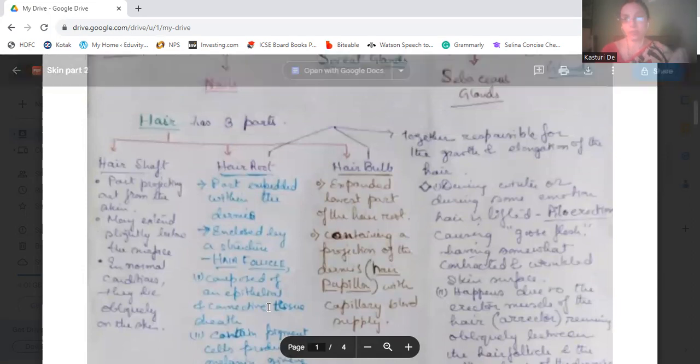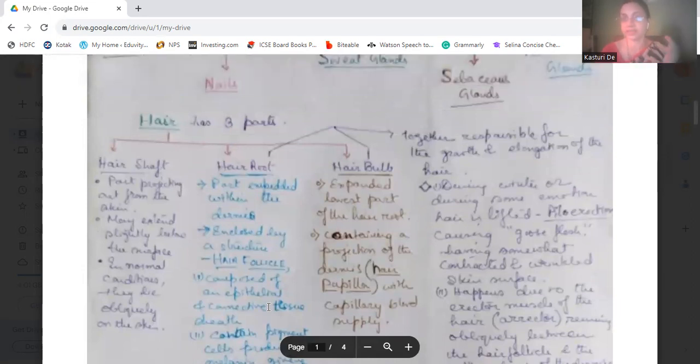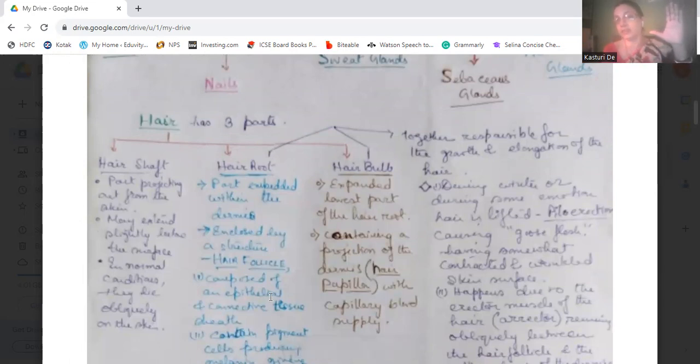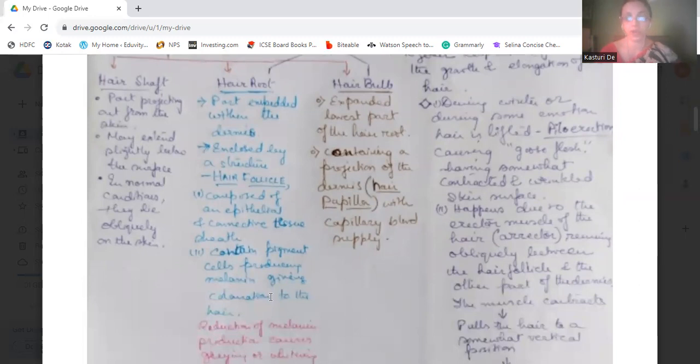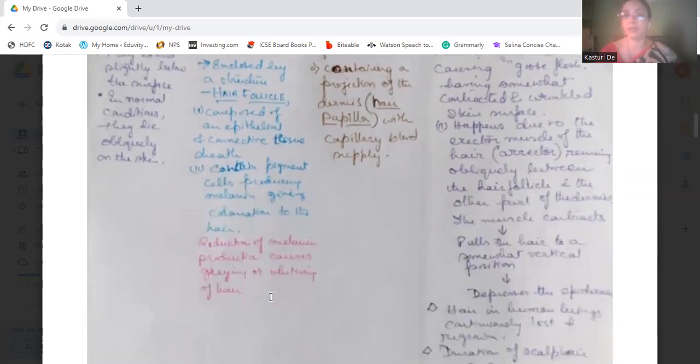Then hair bulb. I told you there are three parts. First is the hair shaft, which comes out. The portion which remains inside the dermis is the hair root. And the bulb is the expanded lowest portion of the hair root, which contains a projection of the dermis known as hair papillae, with the capillary blood supply.